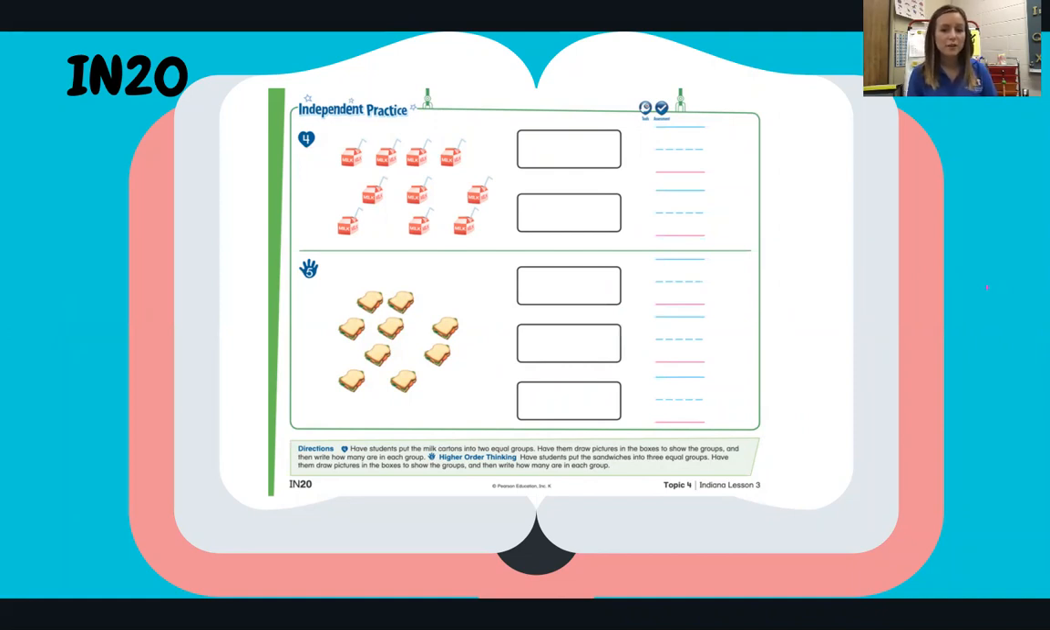Number 5 is a little bit tricky. You're going to put the sandwiches into 3 equal groups this time. Draw a picture and write the number next to each box. When you do number 5, just make sure you're taking turns putting 1 into each of the 3 boxes. I think you'll do a great job with that. All right, don't forget when you're done, take a picture and put it on Seesaw so I can see.